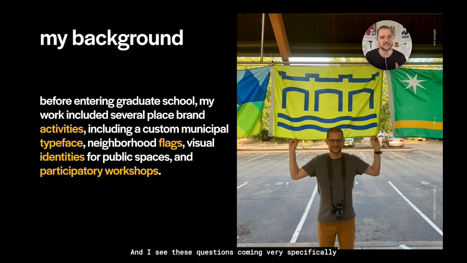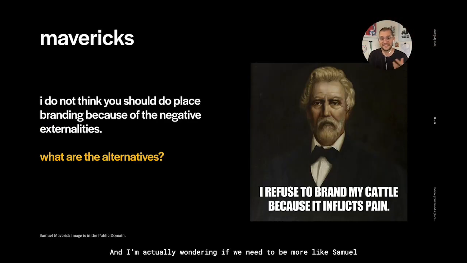And I ask these questions coming very specifically from a place where I have done these activities. I've created custom typefaces, I've worked on neighborhood flags, visual identities for public spaces like libraries, and I've conducted participatory workshops with citizens to kind of come up with what's our brand, what's our identity. And I'm actually wondering if we need to be more like Samuel Maverick, who refused to brand his cattle because it inflicted pain, these maverick neighborhoods, so to speak.